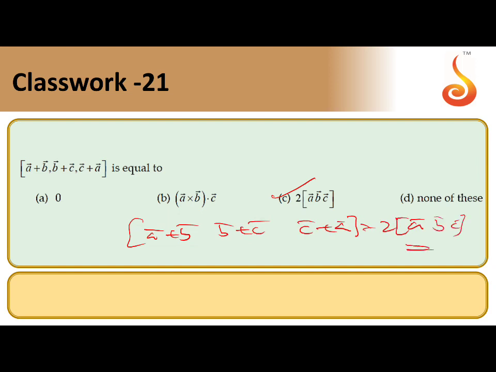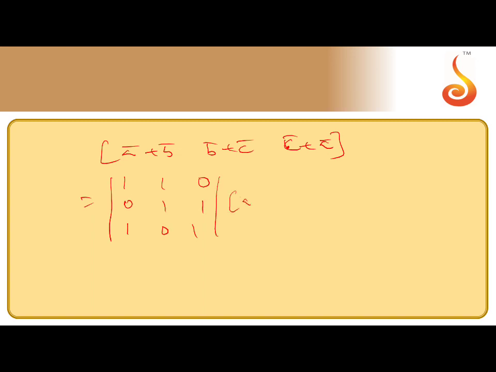So if you want, I will explain the solution for this one. You can use the determinant method for A plus B, B plus C, and C plus A. This is nothing but the determinant of 1, 1, 0, 0, 1, 1, next 1, 0, 1 into box ABC. If anything other than these terms are given, you can follow this.